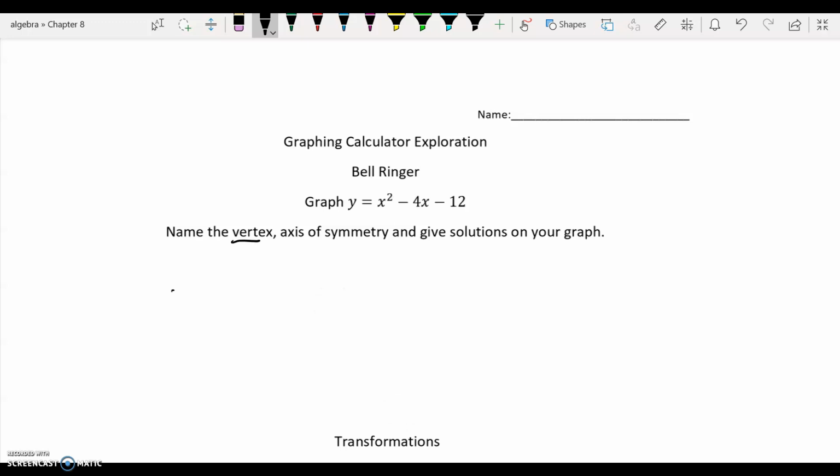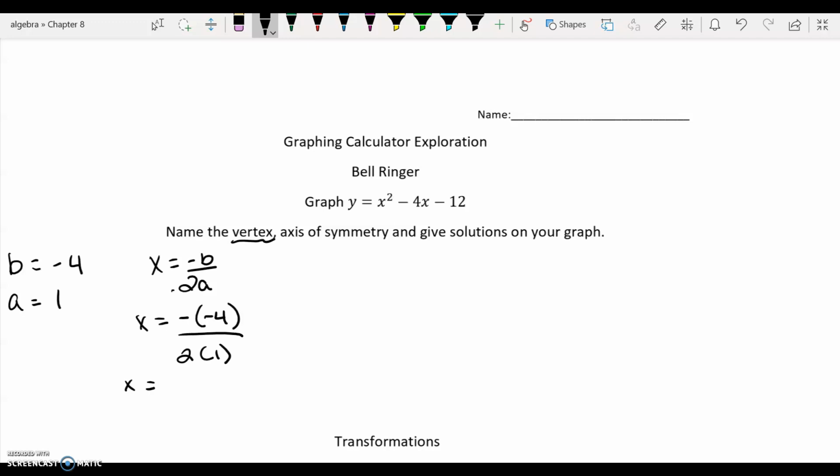So the first thing I want to do is my vertex. In order to do that, I need to do x equals negative b over 2a. We're going to look at our equation. Our b is -4, our a is 1. So now we're going to plug in those numbers. -4, you got to watch your signs, over 2 times 1. I get x equals 4 over 2. So x equals 2. That's the x value of my vertex.